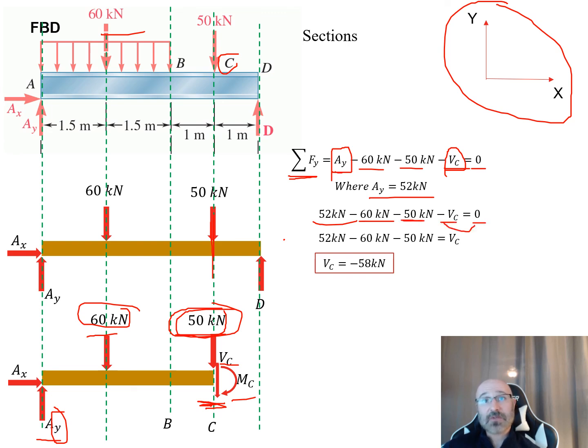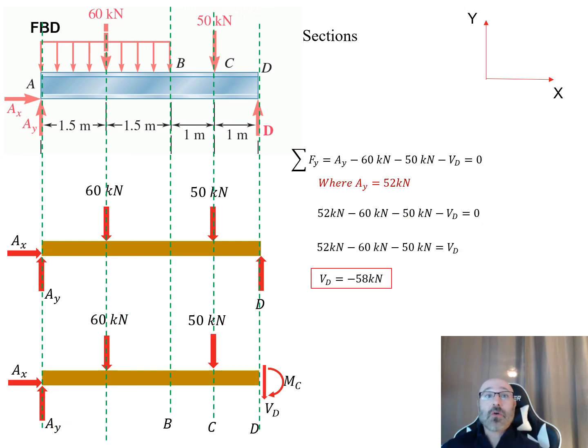is equal to 0. Let's move this V sub C over to this side, eliminate the negative. So we have 52 kilonewtons minus 60 kilonewtons minus 50 kilonewtons is equal to V sub C. Well, we can cancel this down right here. That's left with the 2 right there. So we'll end up with V sub C is equal to negative 58 kilonewtons. So this is now our shear force at C when we take our section right there.